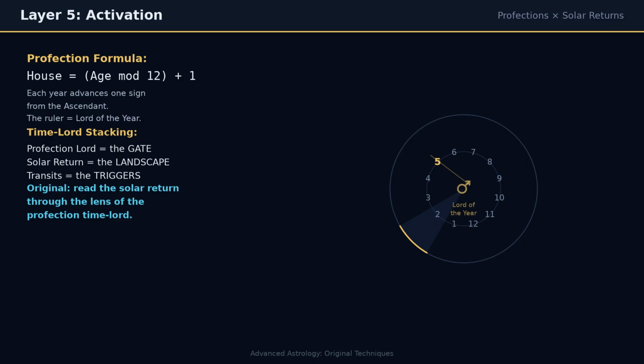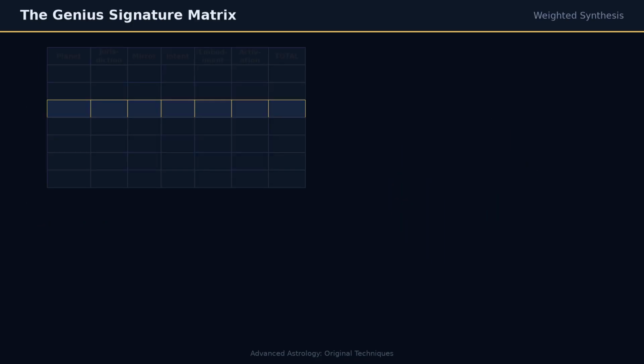In a well-dignified chart, the genius signature planet will score above 30. In a challenging chart, it may score 15 or lower. And the work of the astrologer is to find the layer where the score drops and address it directly. The matrix is diagnostic. It tells you not just what the genius is, but where it is blocked.